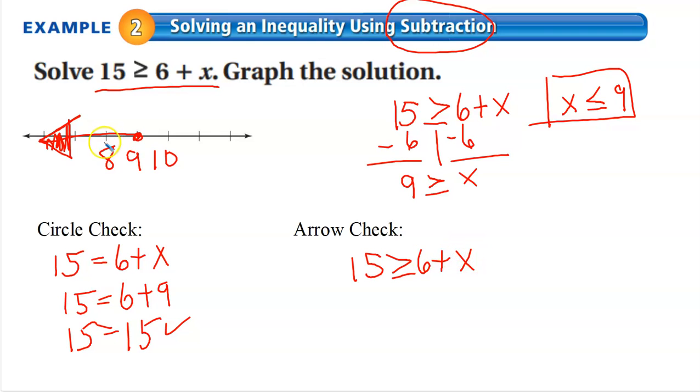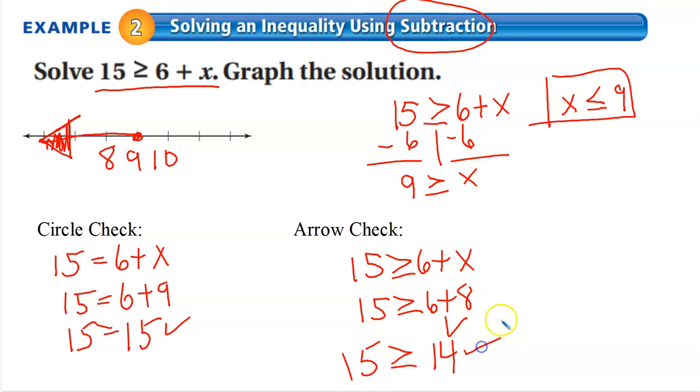I'm going to pick a number like 8. 15 is greater than or equal to 6 plus 8. 6 plus 8 is 14. Yes, 15 is greater than 14, so it worked and my arrow is in the right direction.